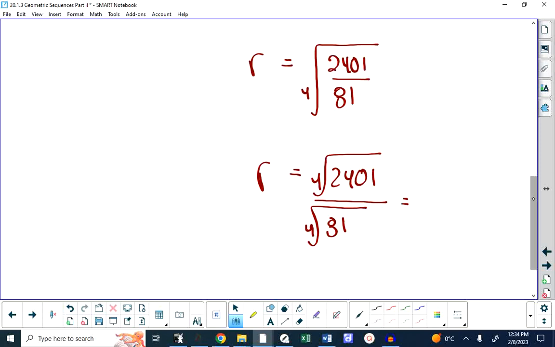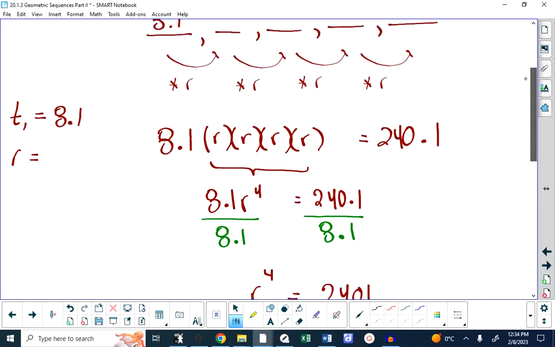Can everybody find the fourth root of 2401? 7. Sorry? 7. It is 7. So my suspicion was that even though the decimals were weird extended decimals, when we converted it to a fraction, we would end up having numbers that were perfect powers of 4. Anyway, that's r. R is 7 over 3.